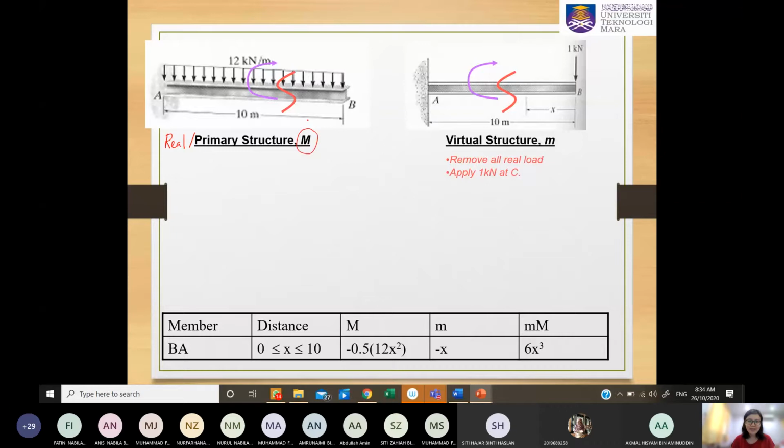We can name it the big M here, and another one is the virtual structure, where we name it a small m here. What is the characteristic of the virtual structure? Just to recall, here we have a tip.